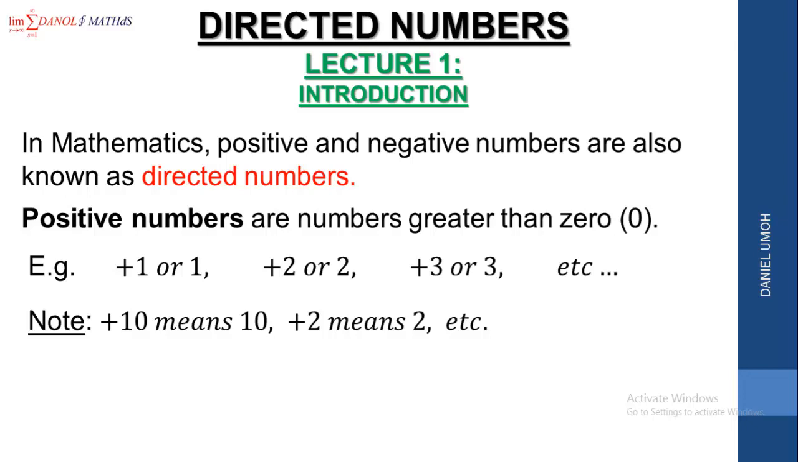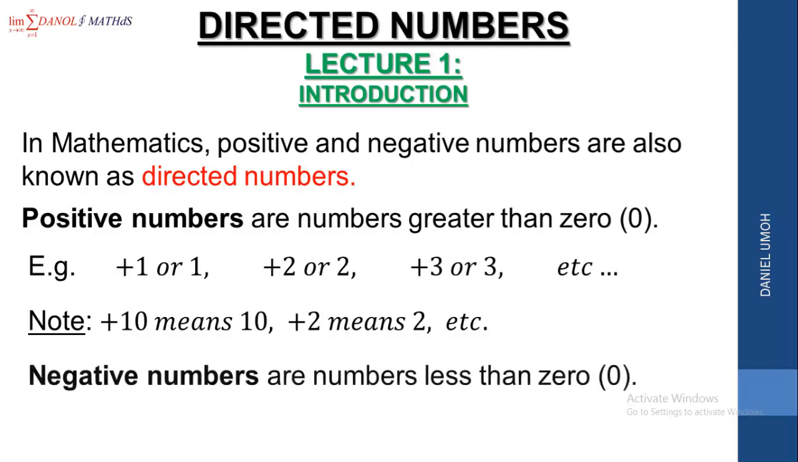Okay, negative numbers are those numbers that are less than 0. Any number in mathematics that is less than 0 is known as a negative number. Examples of negative numbers are -1, -2, -3, -4, -5, -6, and so on.